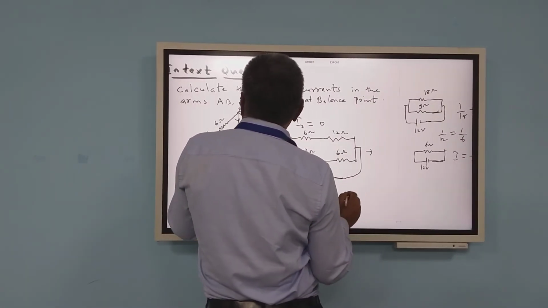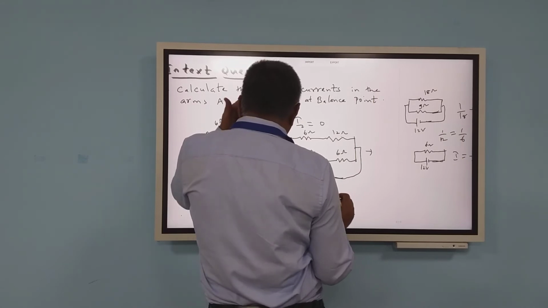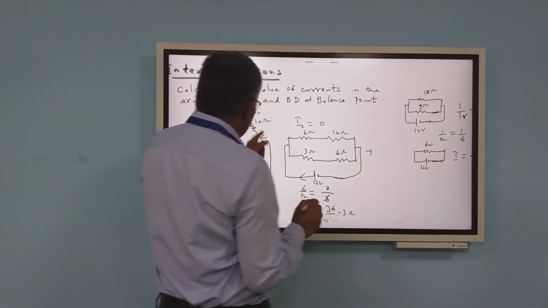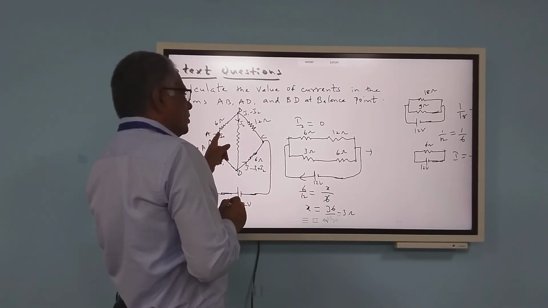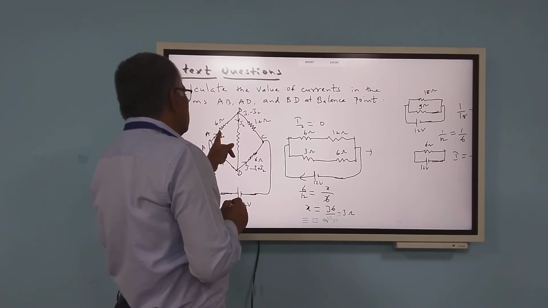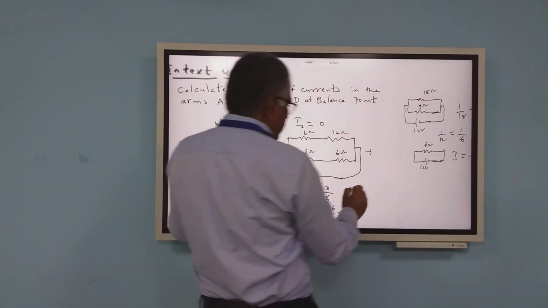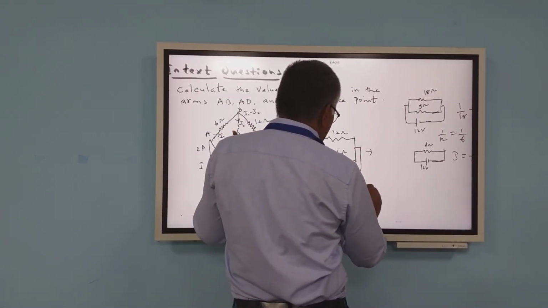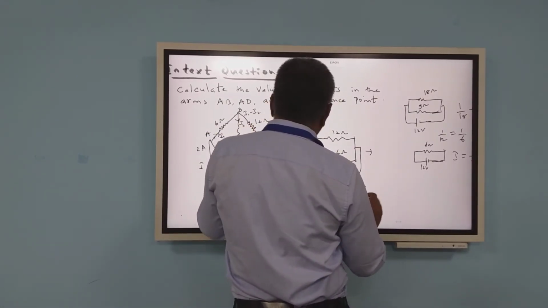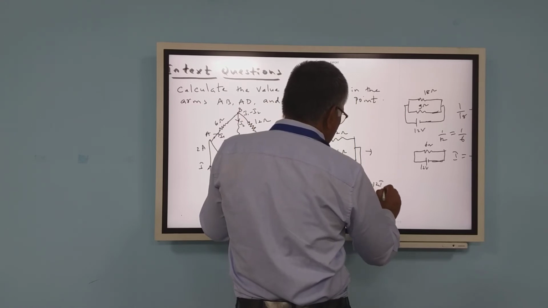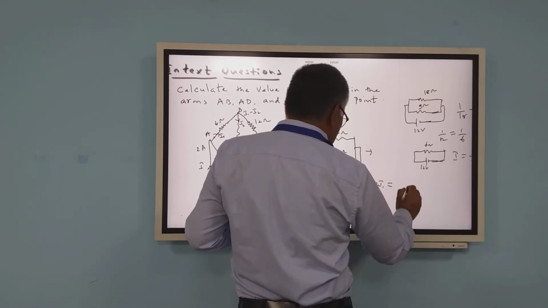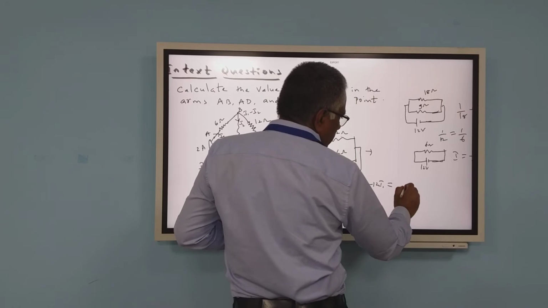Applying Kirchhoff's second rule. Like this we can say, second rule, we will take 6 in the same direction, minus 6 I1, minus 12 I1, negative passing.